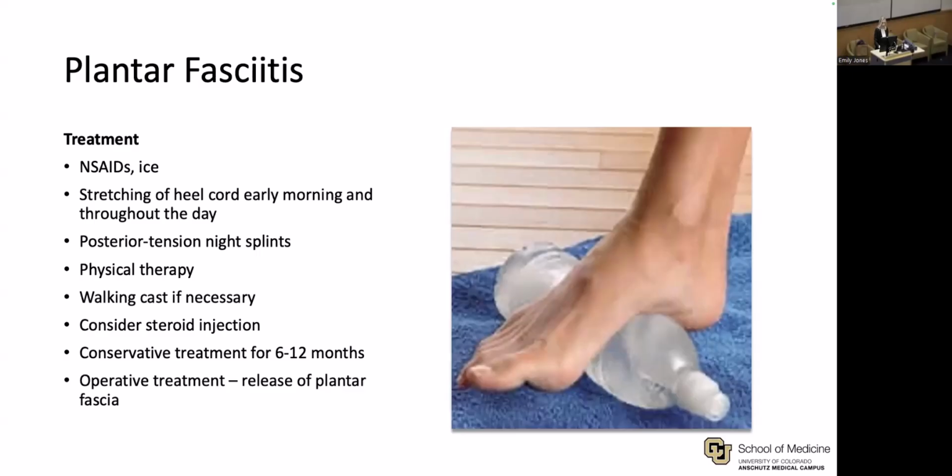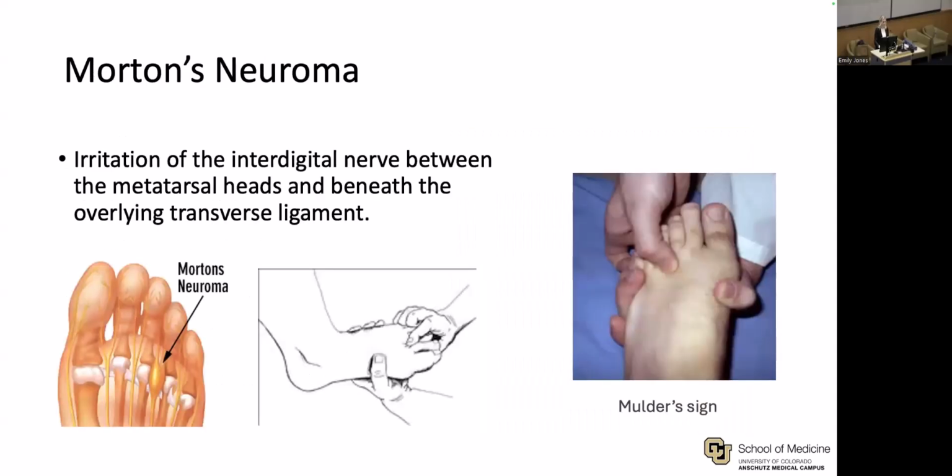Okay, so I'm kind of finished with cases, but there were a few other diagnoses that I just wanted to review because they're very common. So Morton's neuroma is something we often see in the office, and that's basically irritation of that interdigital nerve between the metatarsal heads and beneath the overlying transverse ligament. It tends to happen most commonly between the third and fourth toes. And when diagnosing it, here's Mulder's sign. You're basically compressing the forefoot between those metatarsal heads. And does that reproduce their pain?